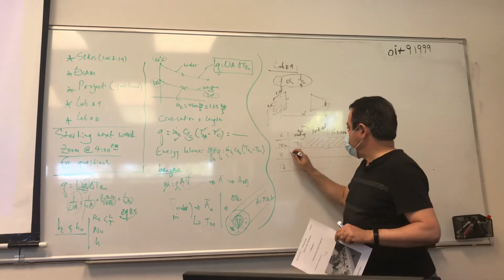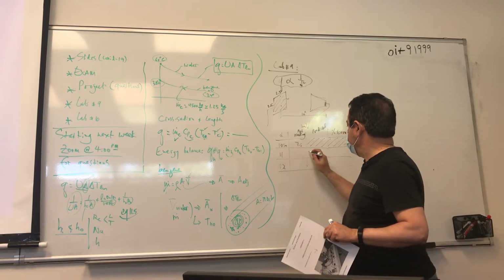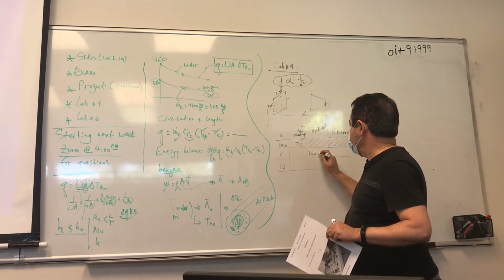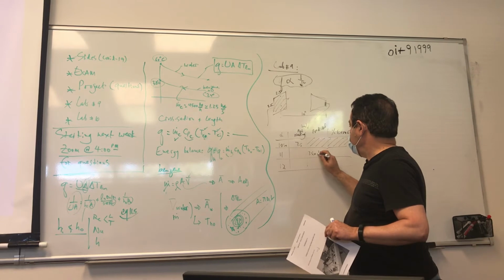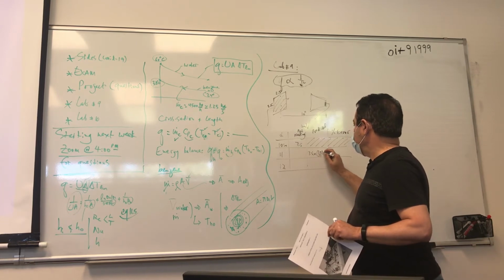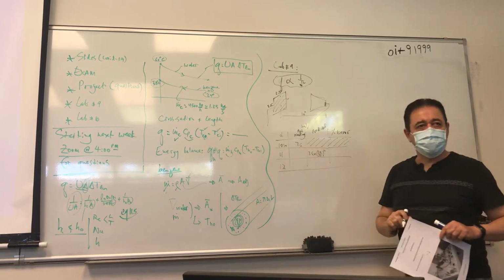So this is going to be 7.5 times 10 over 11 squared.